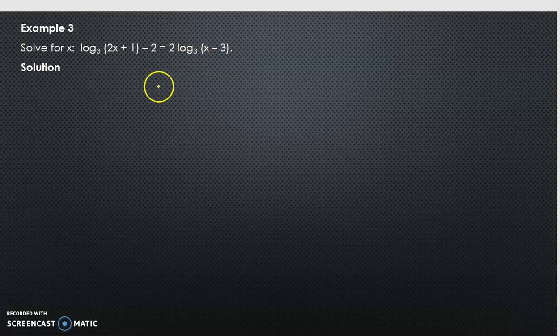So first what I do is I try to arrange the logs together. So it means that I move this log to the left hand side. So first step, what I should have here is log base 3 of 2x plus 1 minus 2 log base 3 of x minus 3 is equal to positive 2. So I move the log to the left hand side and I move negative 2 to the right hand side to become positive 2.